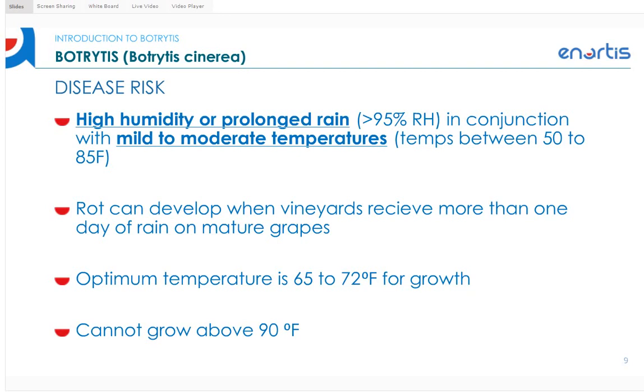This is really only because it takes 2 to 4 hours for spores to germinate, and this is at optimal temperatures between 65 to 72 degrees Fahrenheit with free moisture. It's also really important to note the fungus cannot really grow above 90 degrees Fahrenheit and begins to die after 12 hours of exposure to sustained temperatures above this threshold.